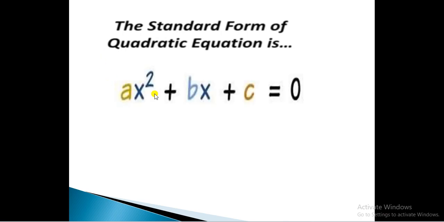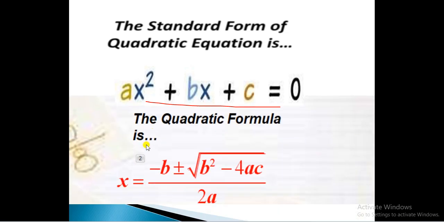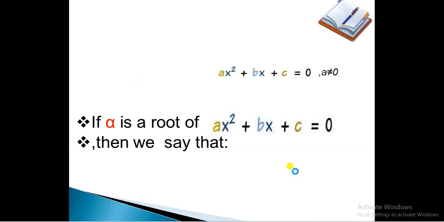Next, the standard form of the equation is ax square plus bx plus c equals to 0. Now when you use the quadratic formula, what is the formula you use to solve the equation? It is x equals minus b plus minus under root b square minus 4ac upon 2a. So this is your quadratic formula, which we use for finding out the roots of a given quadratic equation.